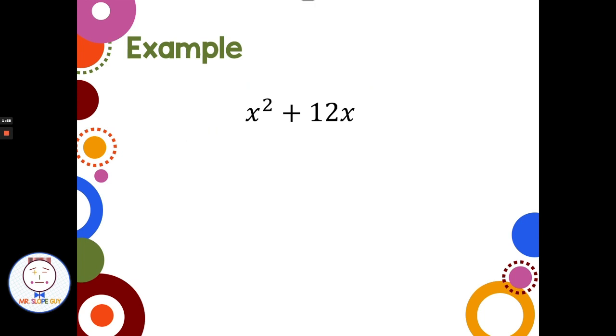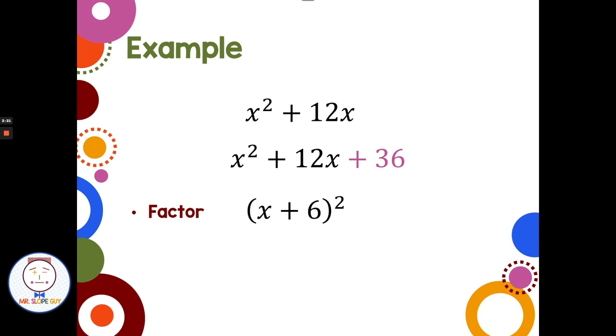Let's try x squared plus 12x. The first thing we look for is half of the coefficient of the x term. What's half of 12? 6. And 6 squared is 36, so I'm going to add 36. Then I'm going to look to factor. I have a perfect square trinomial, so I can factor it as the square root of the first term, the square root of the last term, the sign of the middle, squared. So I have (x plus 6) quantity squared.